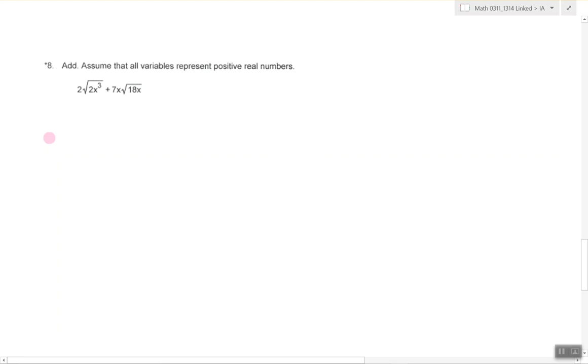This one involves some variables. So in my simplifying process, I'm looking at 2 times the square root of 2x to the third. Keep this outer 2.